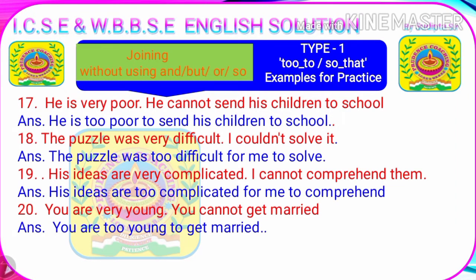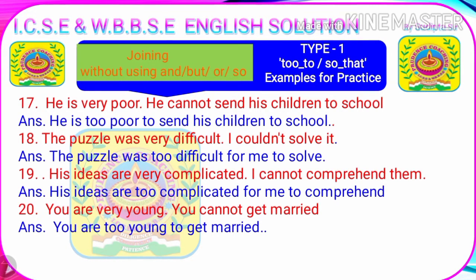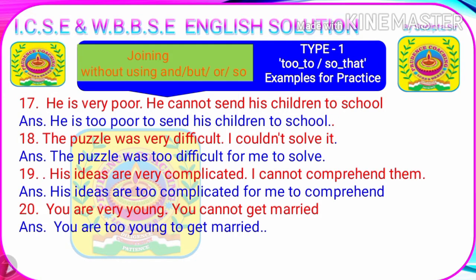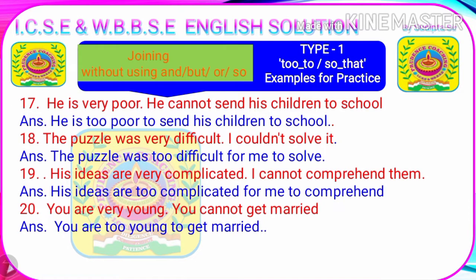We cannot use the so that pattern here because the question is we will have to use except the words and, but also. Number 18. The puzzle was very difficult, I could not solve it. So we'll have to join the sentence but we cannot use and, but also these 4 words. The answer is: the puzzle was too difficult for me to solve.